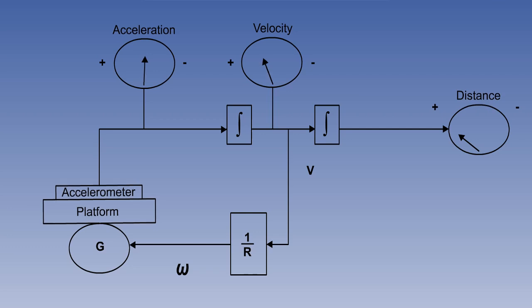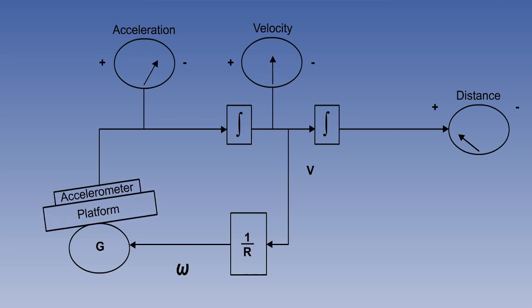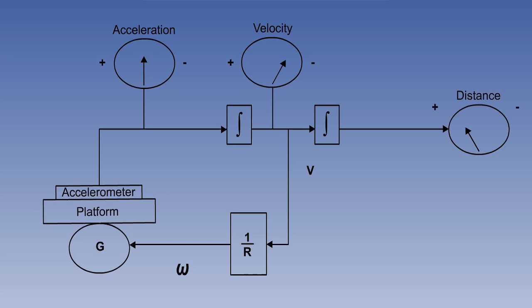And it also continues to be passed back along the V over R loop, thereby rotating the platform as far over in the opposite sense as it was at the start. So the acceleration is now negative. This will become a negative velocity, which will be integrated to reduce the distance error and fed back to bring the platform back to the level.